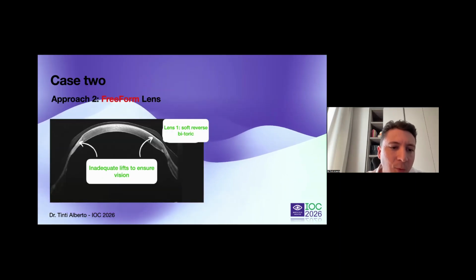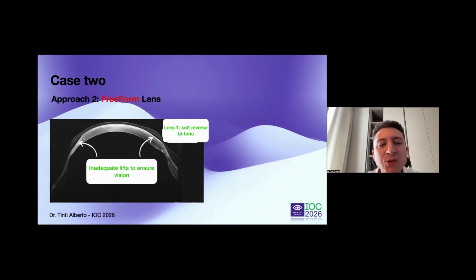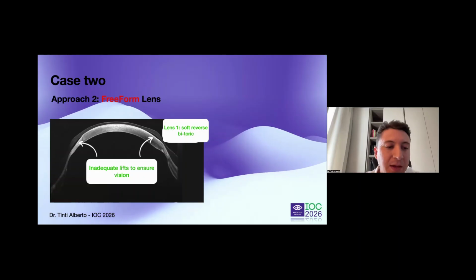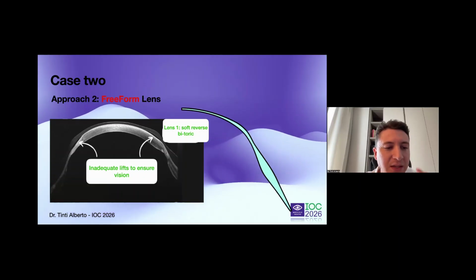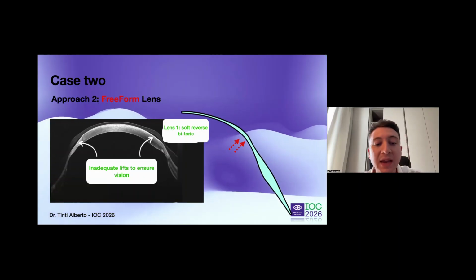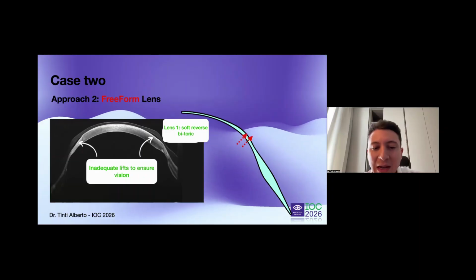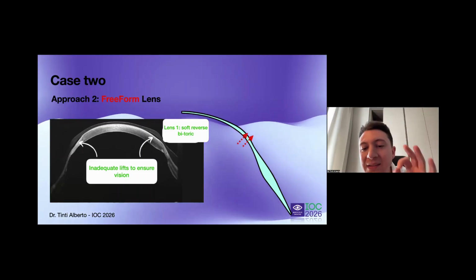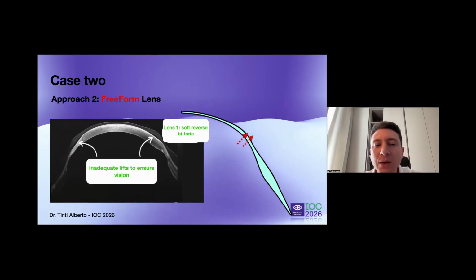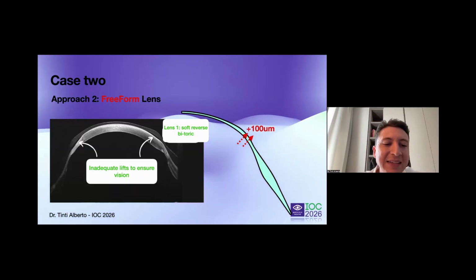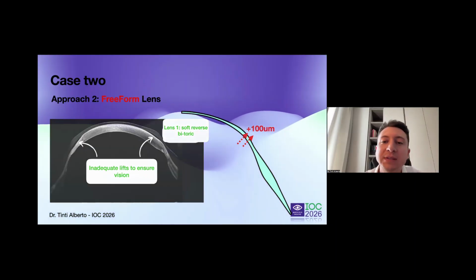To fix that, we can use the second approach: a freeform lens. The solution is simple. We need to lift the right area and increase the local clearance right where the lens is touching. Let's say we can increase these portions by about 100 microns. And this is exactly what we can do with a freeform design.